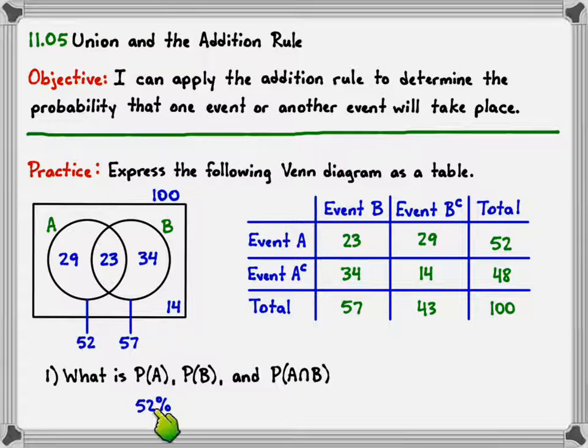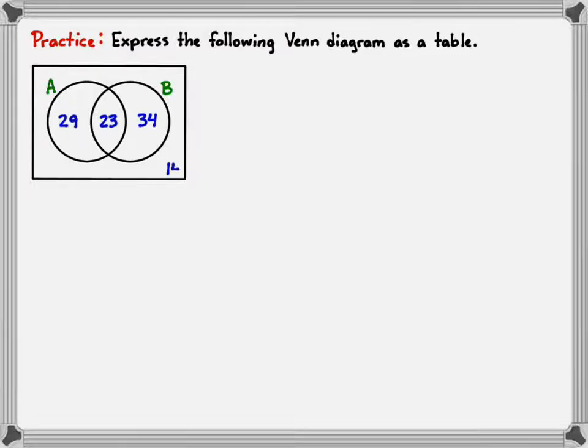So 52% for A. What is the probability of B? Well, that would be the total of B. So that'd be 23 plus 34. We already did the work. That's 57%. What is the probability of A intersect B? A and B. Again, when you see the word and, you're thinking one piece. What piece is both A and B? Well, that'd be the 23%. Now, that's all fine. We've been doing that for a couple days now. But now let's try and figure out some relationships here.